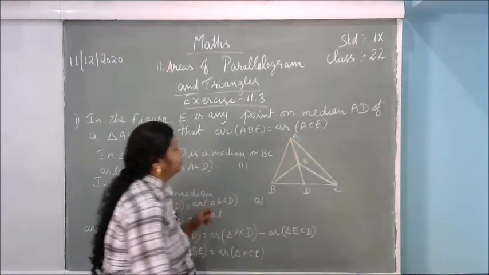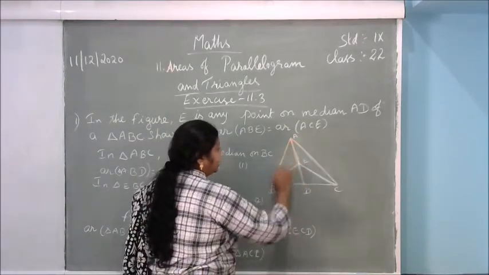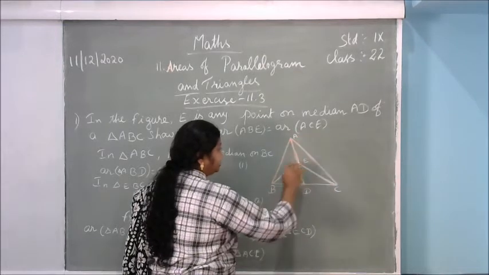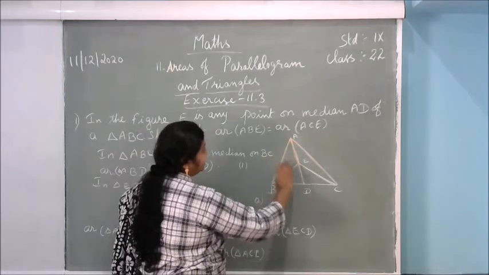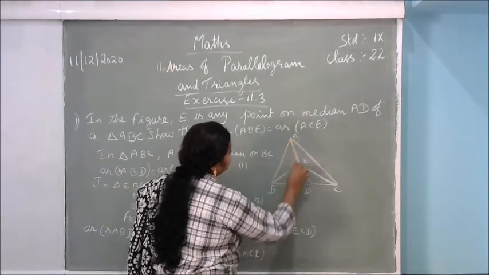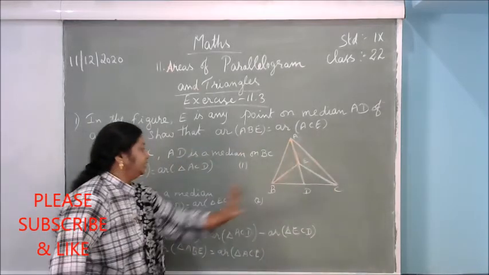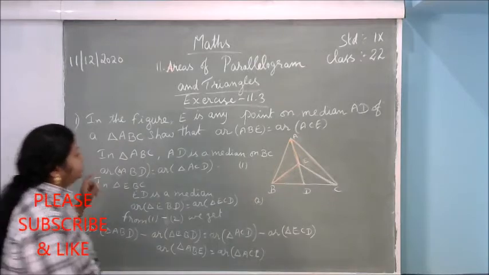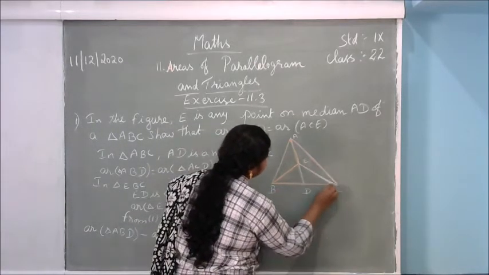triangle ADC. So this line is the median, which divides triangle ABC into two parts, and both the parts will be equal. If you compare, both the areas will be equal. Next, in this triangle, we will take triangle EBC.